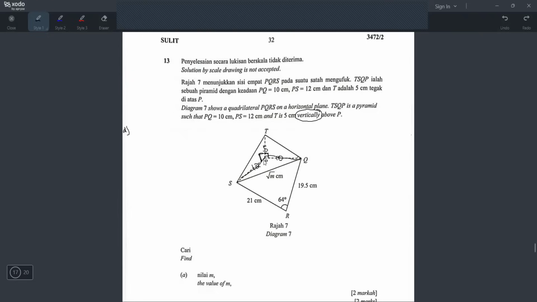Only here and here is 90. This down here is definitely not 90. That is why you cannot use atas punya triangle. Atas punya triangle is not even enough information. The only way is to use bawah punya triangle. And which formula you will use?